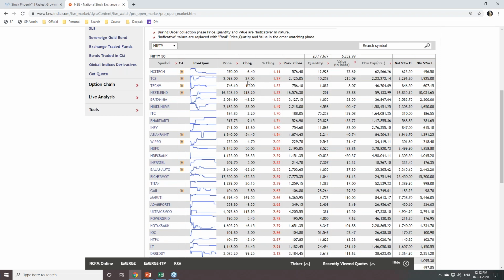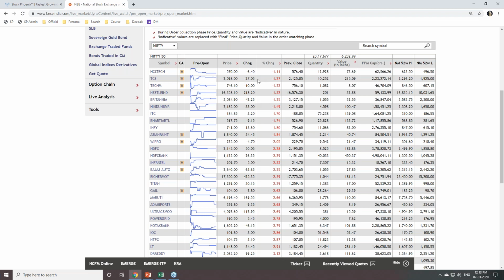So in this timings, we can understand. Assume that if you are holding HCL stock from yesterday, you can see that this stock is going to have a change of minus 6 rupees 40 paise comparing yesterday to today. So you can plan accordingly how to execute your trades based upon your holdings.